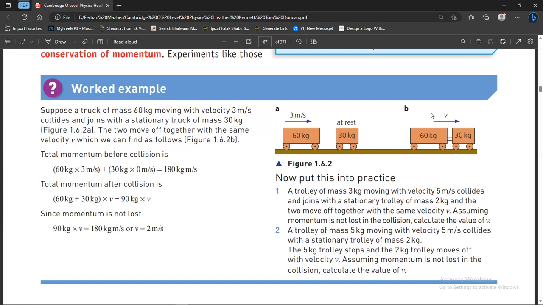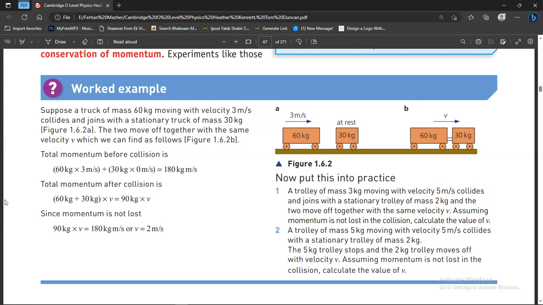Now the momentum before the collision and the momentum after the collision, they both will be equal. So you equate both the momentums, and in this way you will be able to find out the velocity after the collision.